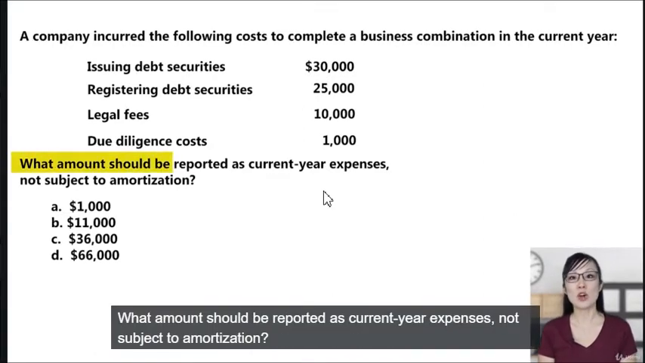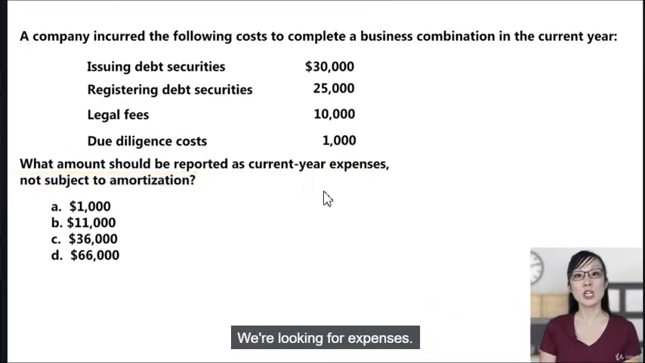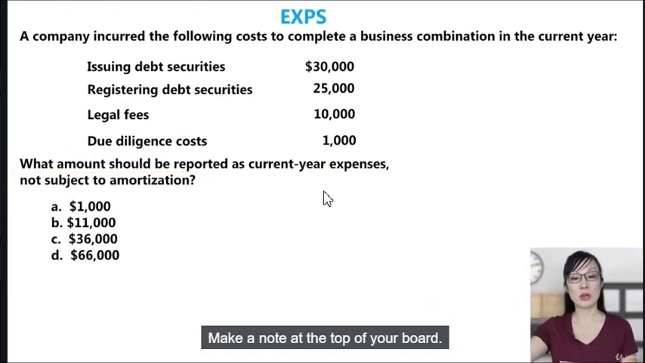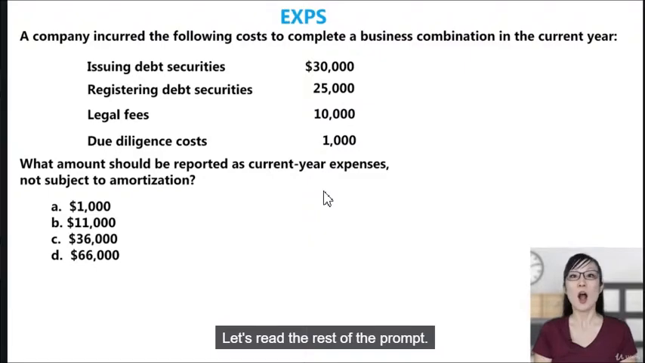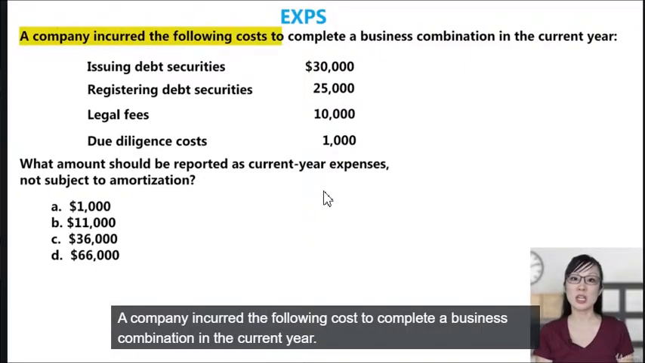What amount should be reported as current year expenses not subject to amortization? We're looking for expenses, make a note at the top of your board. Let's read the rest of the prompt. A company incurred the following costs to complete a business combination in the current year.